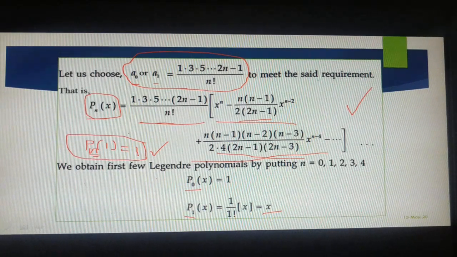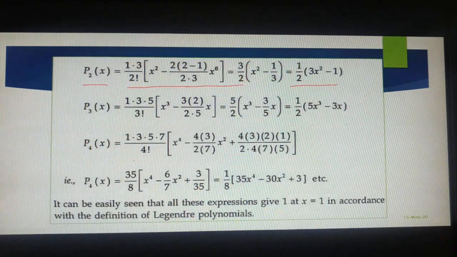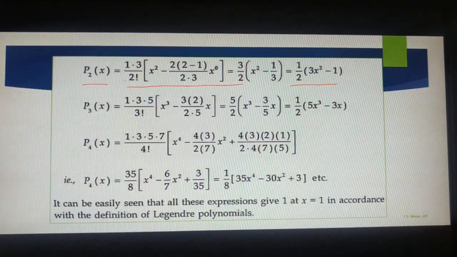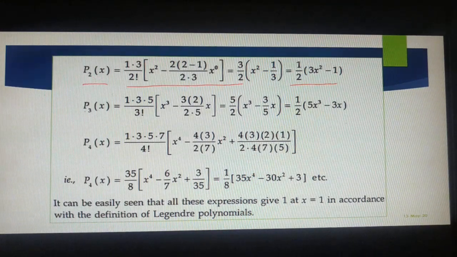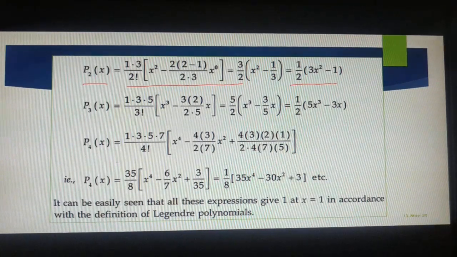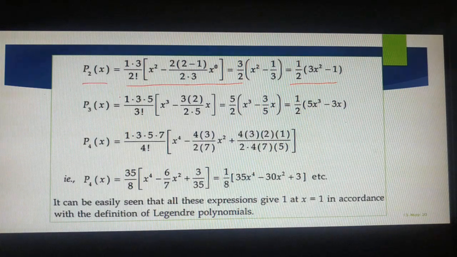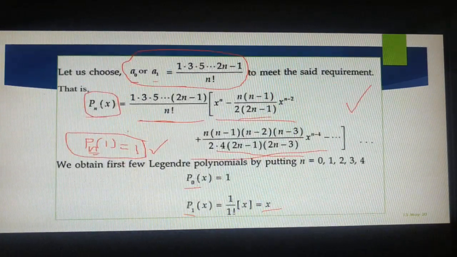Now what we have to do here, as I said, if I substitute 1 in place of x, then I should get the polynomial value p1 of 1, p2 of 1, p3 of 1, p4 of 1, all should be 1. That is what we have to check. Then and only then can you call these Legendre's polynomials. That is possible when you consider a0 and a1 equal to this particular value, right?